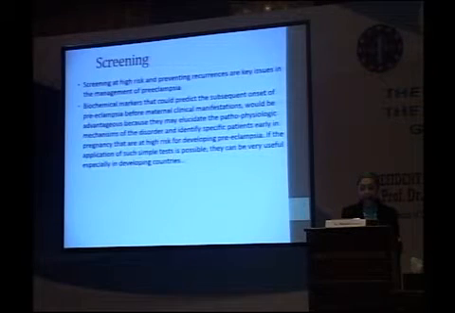Screening at high risk and preventing recurrence are key issues in the management of preeclampsia. Biochemical markers that could predict the subsequent onset of preeclampsia before maternal clinical manifestation would be advantageous because they may indicate the pathophysiological mechanism of the disorder and identify specific patients early in pregnancy that are at high risk of developing preeclampsia. If the application of such simple tests is possible, they can be very useful, especially in developing countries.